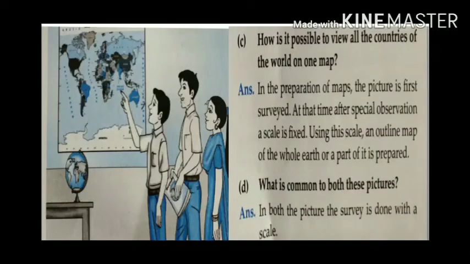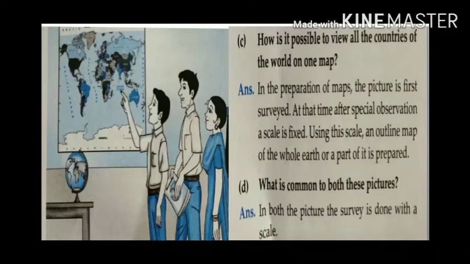Now, in the second picture, how is it possible to view all the countries of the world on one map? We know the world is very big. So how is it possible? In the preparation of maps, the area is first surveyed. At that time, after special observation, a scale is fixed. Surveyed means it is observed and checked. Using this scale, an outline map of the whole earth or a part of it is prepared.